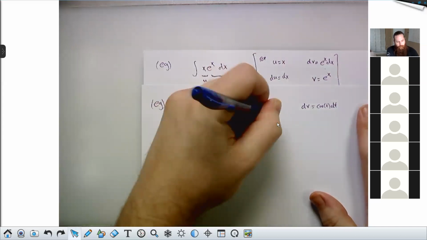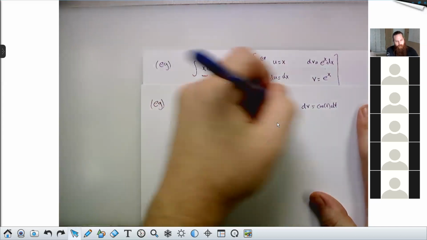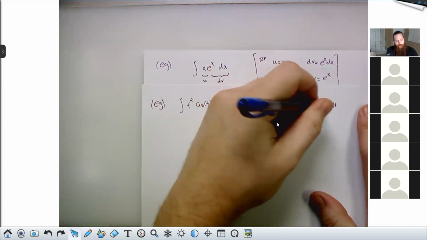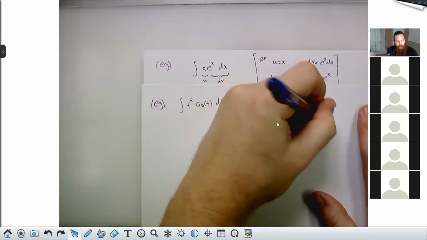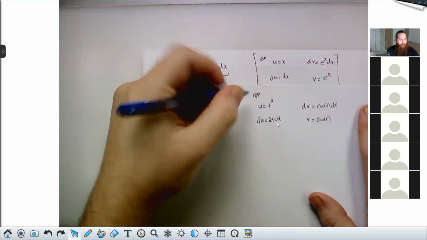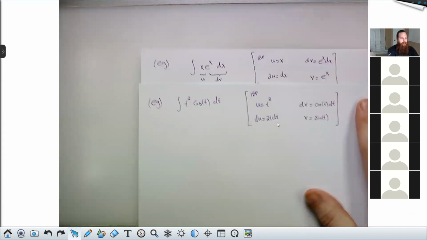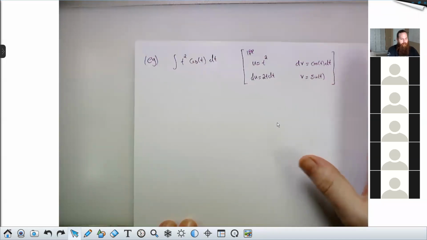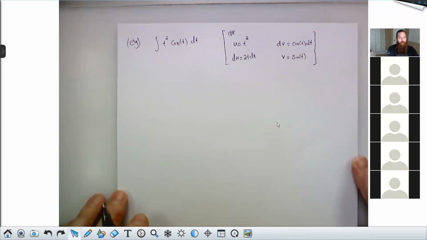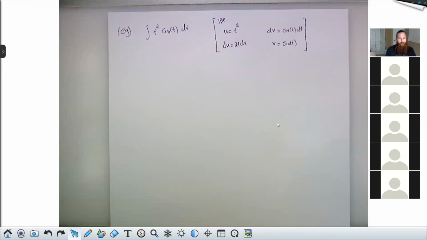So du here would be 2t dt, and v would be the integral of cos t, that's sine t. So a polynomial doesn't have to have multiple terms, it just has to satisfy that definition. Has to be made up of whole positive powers of your variable with constants added up. So here there's only one term, but it does have a whole positive power. So this is a polynomial.